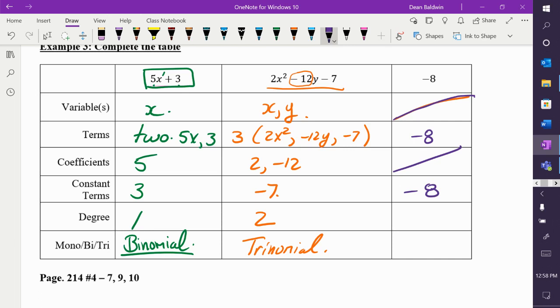It does have a degree. Sorry? What'd you say? Oh, there is a degree. It's not 1. Why is it 0? Can't be negative, right? Can't have a negative exponent. So the degree is 0, and this is why. I could write it like this. What's anything to the 0 power? 1. So that would just give me negative 8. So the degree is 0. If there's no variable, the degree is 0. Okay?